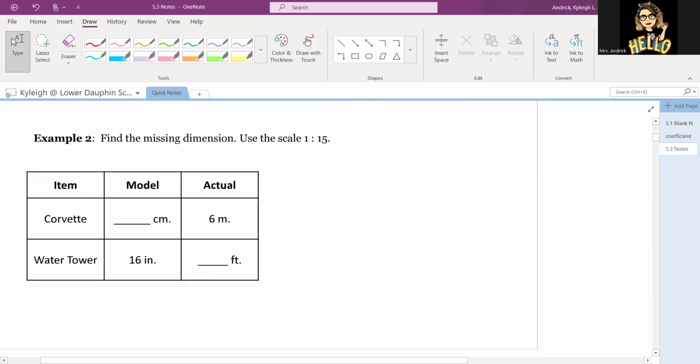This says the scale is 1 to 15. So we want to find the model to the actual. There's a phrase that we use, model over actual. So you always put the model on top. So for the Corvette, we'll do the unknown model over 6 meters, and we'll use this 1 to 15. And then cross multiply and divide.